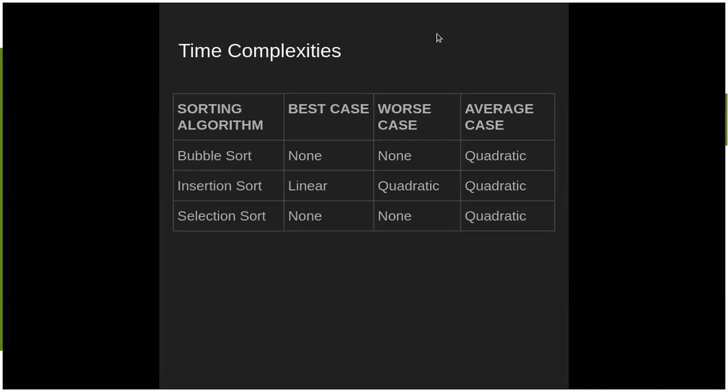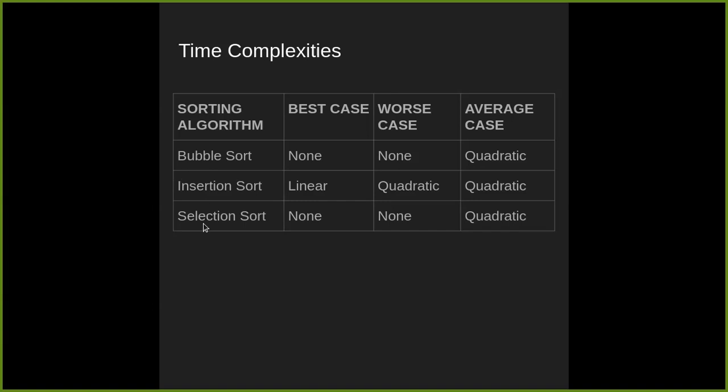So bubble sort does not have a best or worst case time complexity, because it never really finishes early, even if the list is sorted, and it has to go through every item in the list. So therefore every case is the average case, and it has quadratic time complexity. Insertion sort has a best case and a worst case complexity. Its best case is linear and its worst case is quadratic. Its average case is also quadratic.